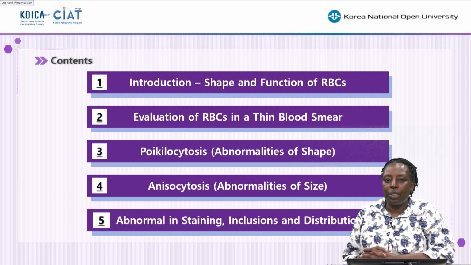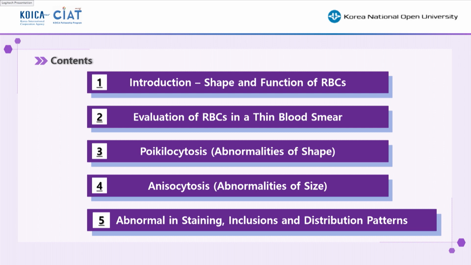Our content is going to consist of the following: introduction, where we're going to look at the shape and the function of the red blood cells; evaluation of a thin blood smear, and here we shall be concentrating on the red blood cells. We shall look at the first abnormality, which is an abnormality of shape called poikilocytosis. The second abnormality, which is an abnormality in size, anisocytosis. And we shall also look at other abnormalities in staining, inclusions that appear, and abnormalities in distributions of patterns of these red blood cells.